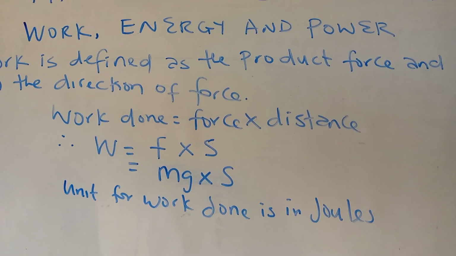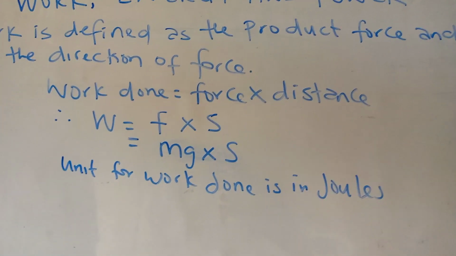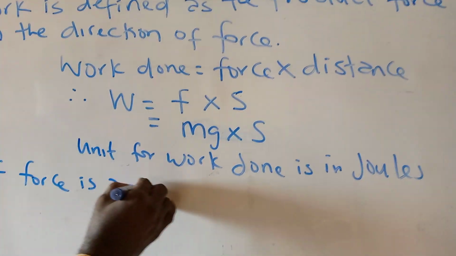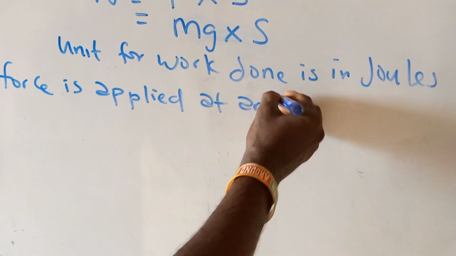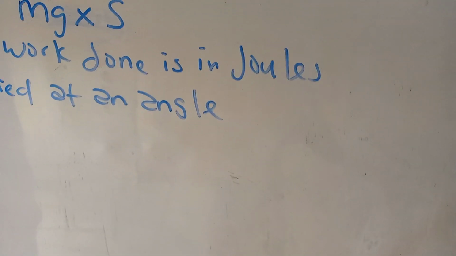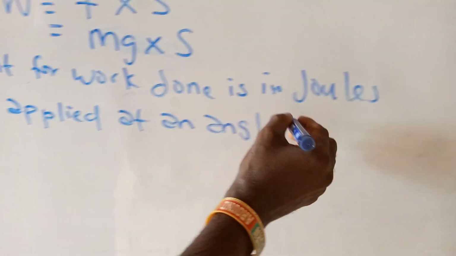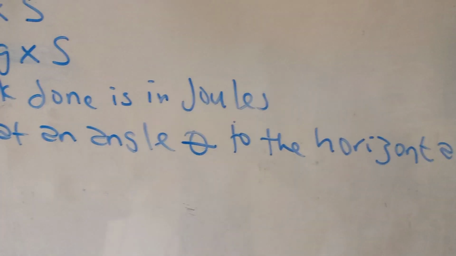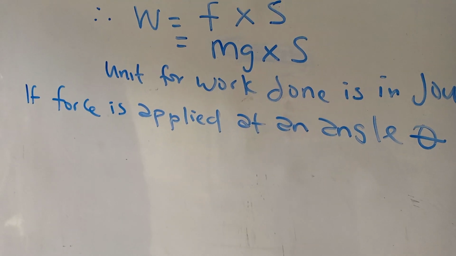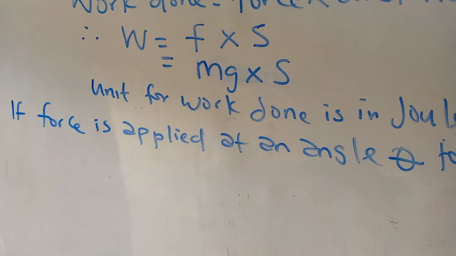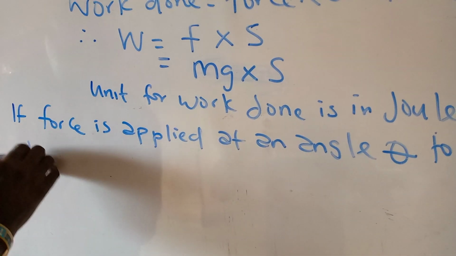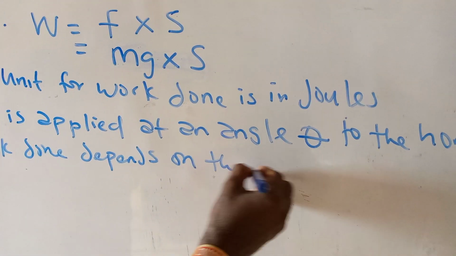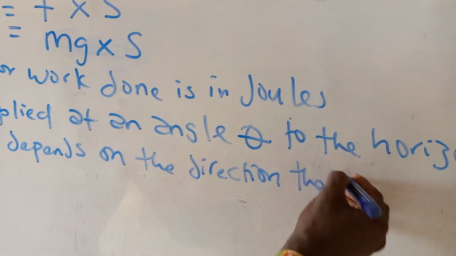Now, work can be in different directions. Let's look at this. If force is applied at an angle theta to the horizontal, the work done depends on the direction the object moves.